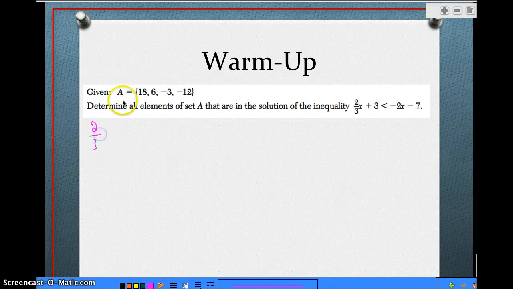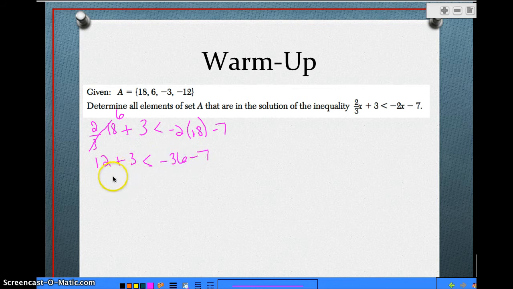2/3 times, we're going to substitute in the first one and check to see if it works, times 18 plus 3 is less than negative 2 times 18 minus 7. 18 divided by 3 simplifies to a 6. 2 times 6 is 12, plus 3 is less than negative 2 times 18 is negative 36 minus 7. 12 plus 3 is 15, is less than negative 36 minus 7 is negative 43. Is 15 less than negative 43? No. So 18 is not one of the solutions.